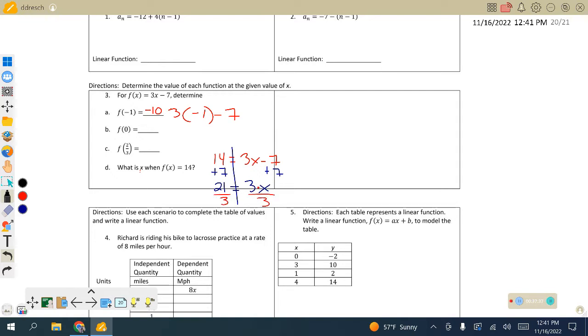And then we divide. On the t-shirts, we do not get nice numbers. On this one, I believe you do. Chloe says 21 divided by 3 is 7. So x turns out to be 7.